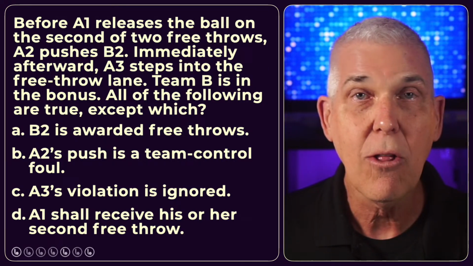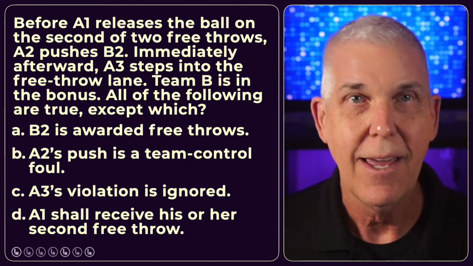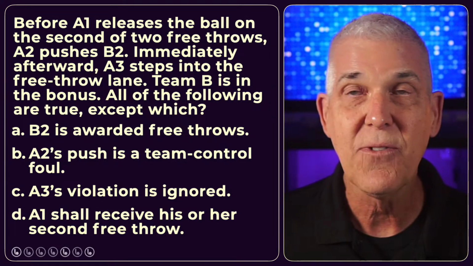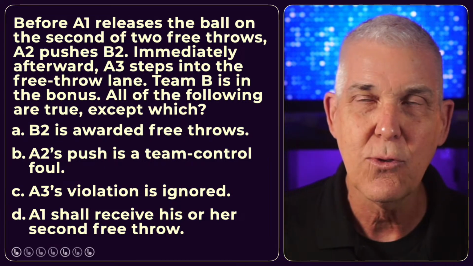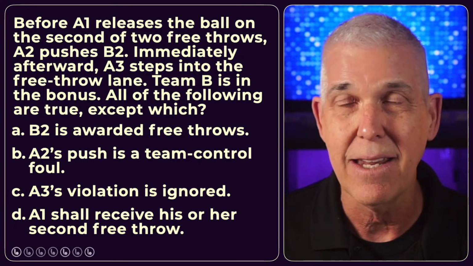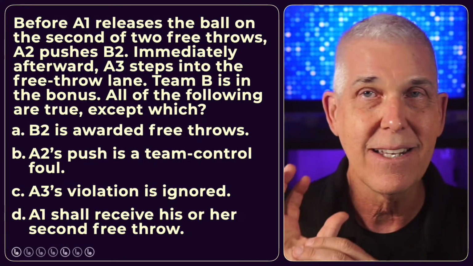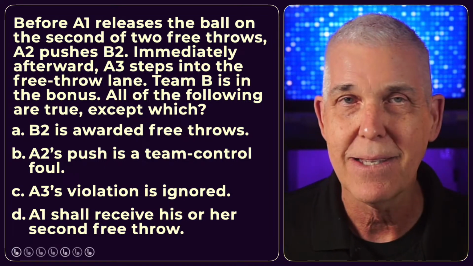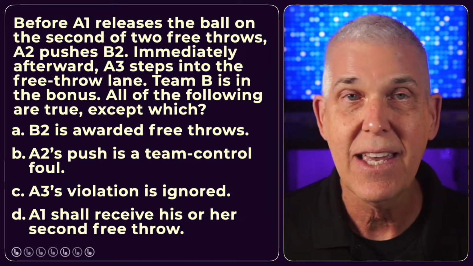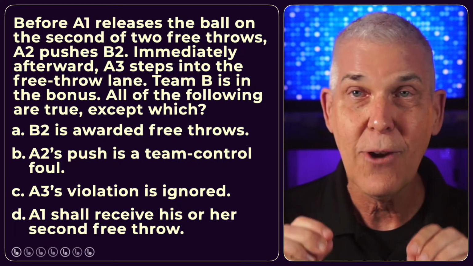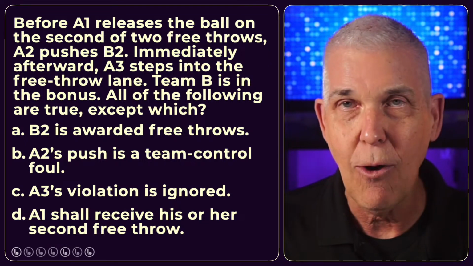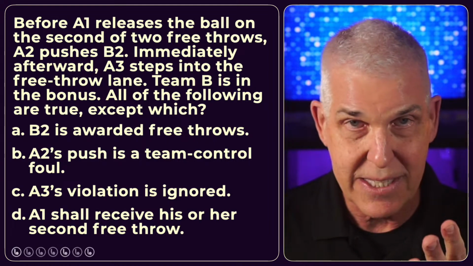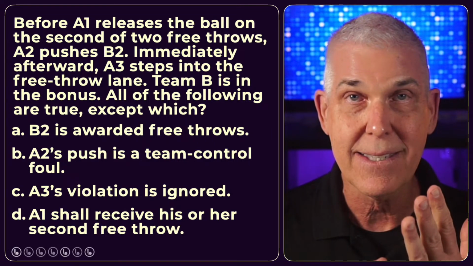Which of the following? All are true except which? A2's push is a team control foul. That's a true statement. A3's violation is ignored. That's a true statement. Why? Because the ball became dead. Since the try was not yet in flight, continuous motion does not apply. The ball became dead prior to them stepping into the lane. A1 shall receive his or her second free throw, right? The free throw ended with the foul. The ball became dead before the try was released. So A1 shall receive the second free throw.